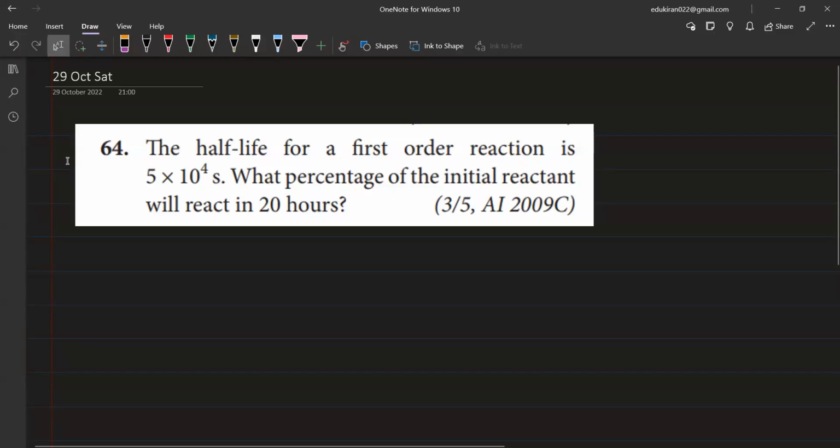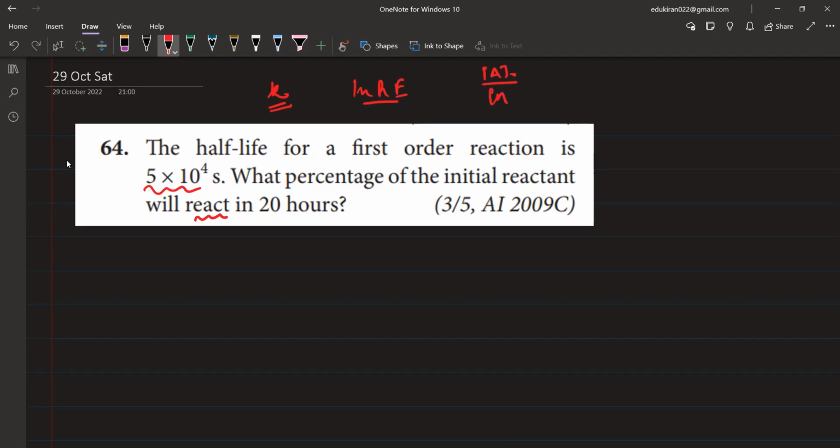And others, please try this question. In this question, first of all, from the half-life that is given here, you will calculate the rate constant K, and then from the integrated rate equation, you're going to calculate the initial reactant. What percentage of the initial reactant will react? That means how much has reacted.